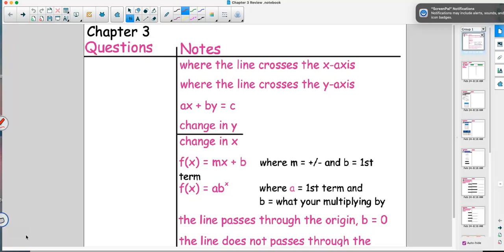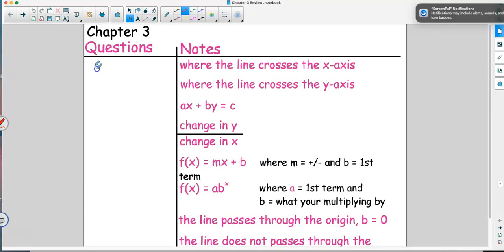All right, today we're going to work on chapter 3. Our x-intercept is where the line crosses the x-axis. Our y-intercept is where our line crosses the y-axis. This is standard form.